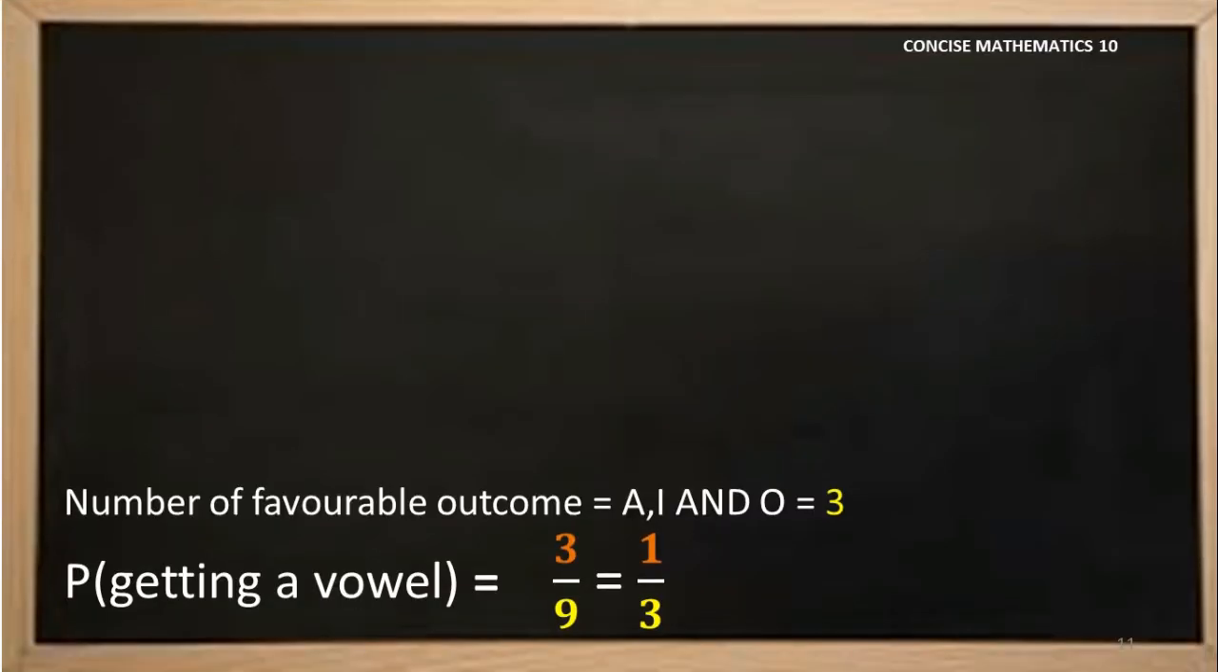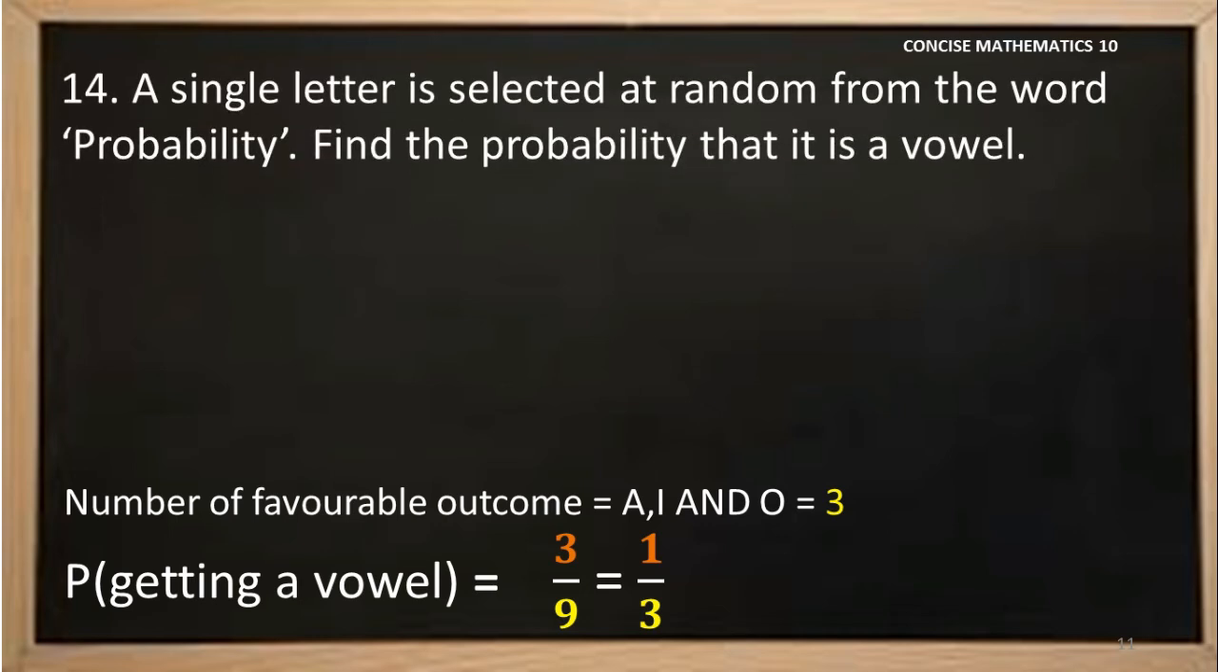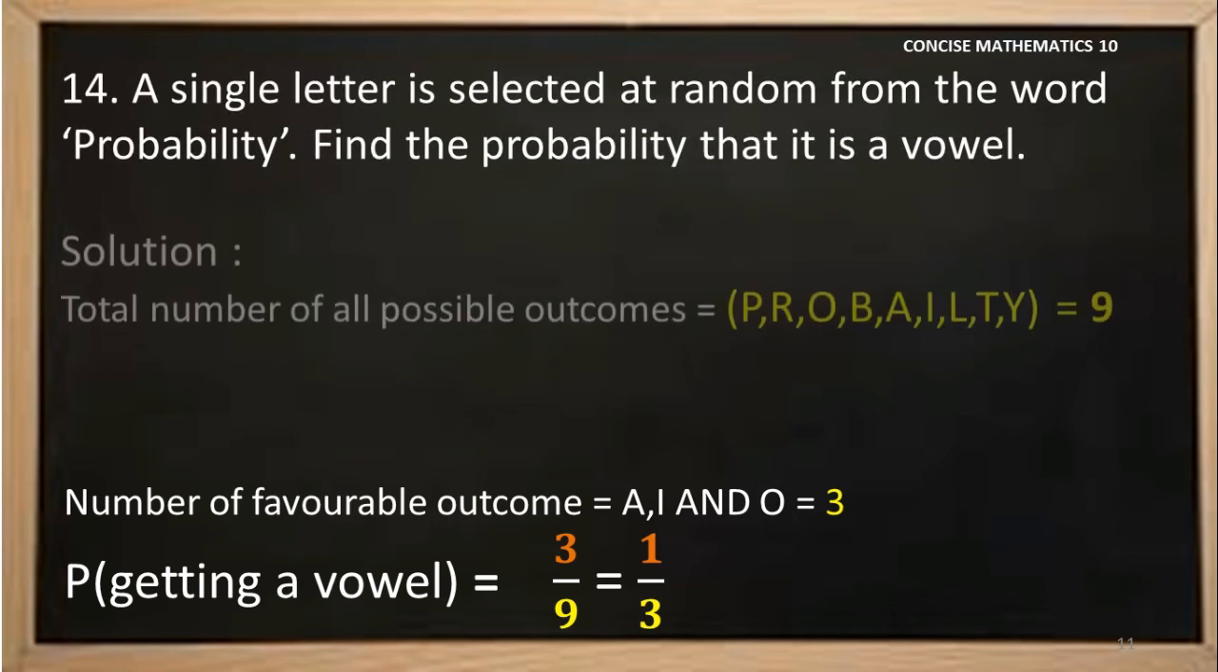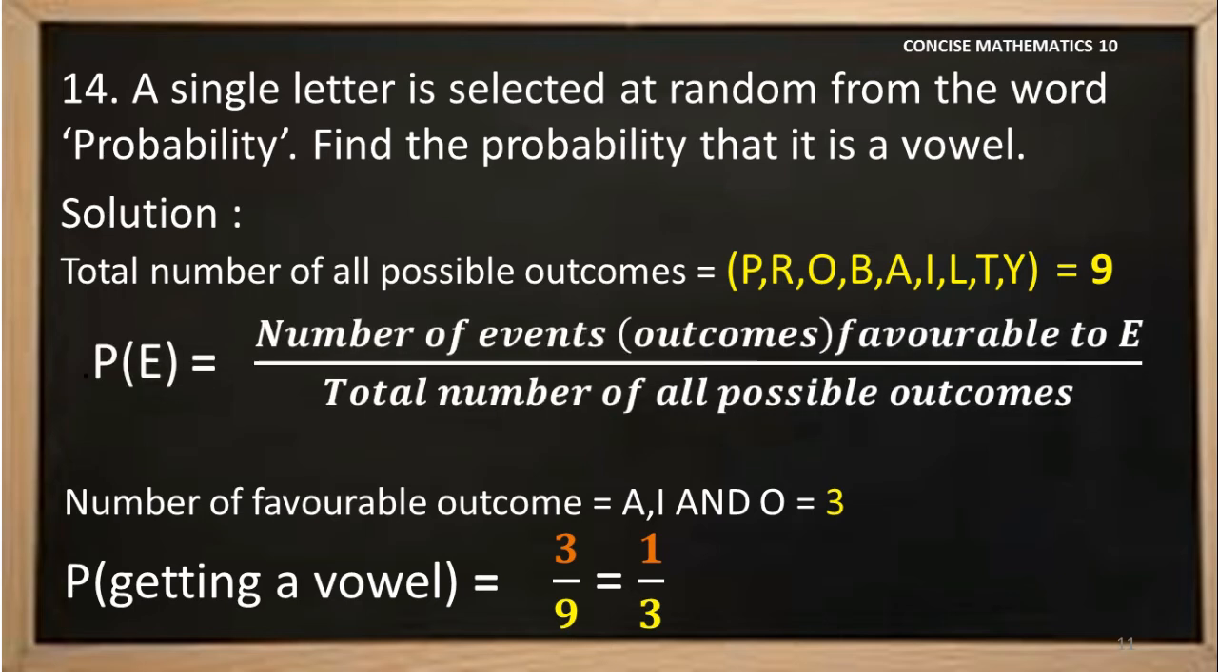Question number 14. A single letter is selected at random from the word probability. Find the probability that it is a vowel. So there is a word called probability. Let us list out the letters of the word probability. They are P, R, O, B, A, I, L, T, Y. I avoid the repetition, children. So here we have 9 letters from the word probability.